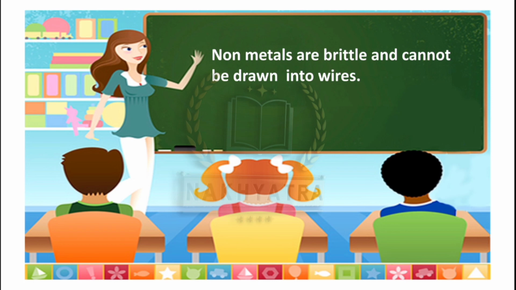Non-metals are brittle and cannot be drawn into wires. Coal is a non-metal, so it is brittle and thus cannot be drawn into wires. From here we can conclude that non-metals do not have the property of ductility because they are brittle.